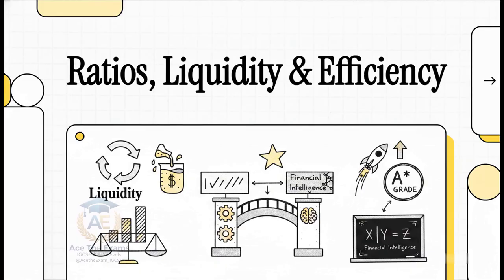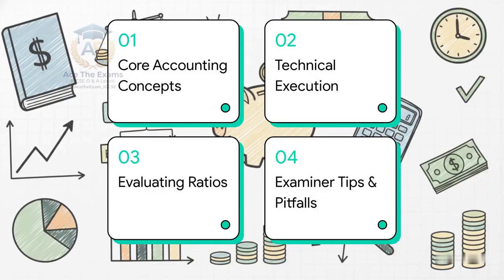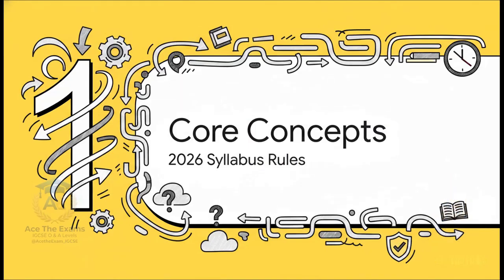Let's get started. We've got a solid game plan today. We'll start with core accounting concepts, move into step-by-step technical execution, tackle evaluating financial ratios, and finally wrap up with examiner tips and pitfalls. All right, part 1, core accounting concepts. Let's recap the basics you absolutely need to know.